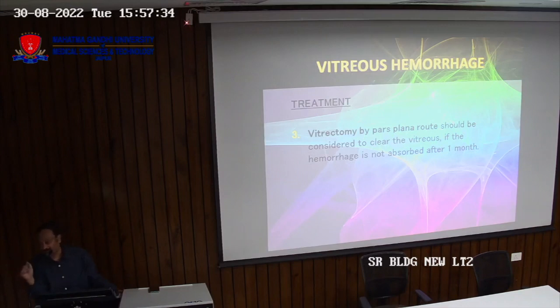And laser is just like gunning down all the things. Just kill all the peripheral areas so that the VEGF demand is decreased, and all the pathology caused by VEGF, the neovascularization, the tractions, the hemorrhages, gets controlled. So this is how a patient of vitreous hemorrhage should be managed.